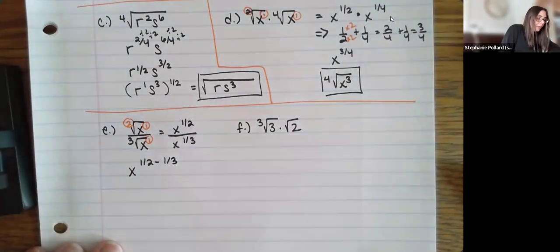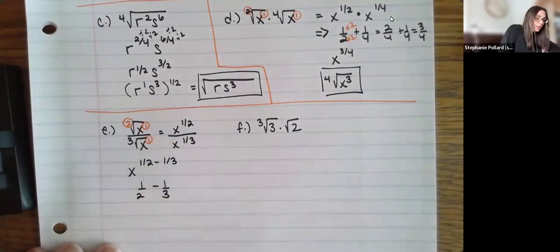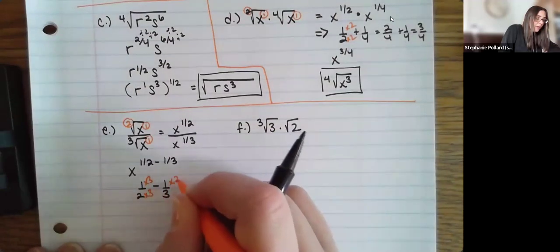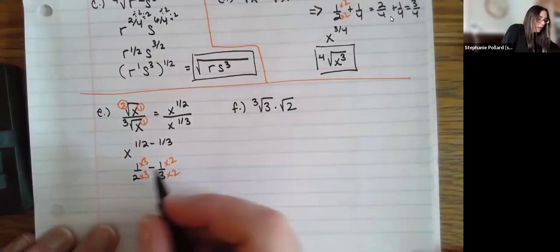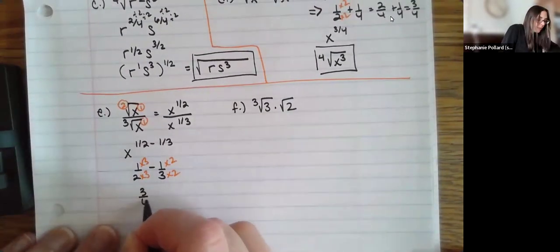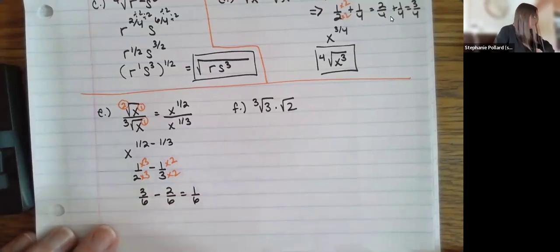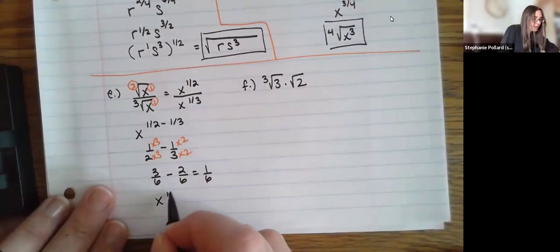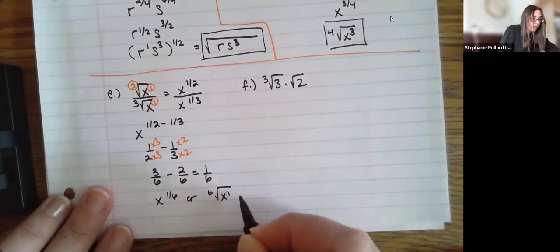Now, again, I would probably recommend doing some of this work off to the side. I do need common denominators here. So the first fraction I can multiply by 3/3, and the second fraction I can multiply by 2/2. So that gives me 3/6 minus 2/6, which is 1/6. So this leaves it as x to the 1/6 power, or the 6th root of x to the first power, which is the 6th root of x.